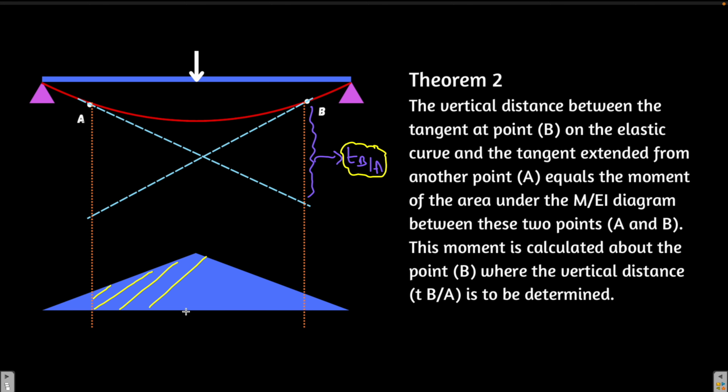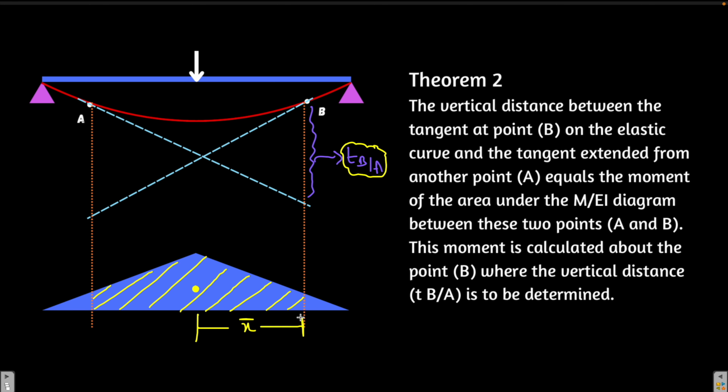So first we find the M by EI diagram and take the first moment of area between these 2 points. That means we have to find the area first and then find the centroid of that area. Let's suppose this point is the centroid of this area, and then we have to find the distance of this centroid from the point B, which is known as x bar. This is the centroidal distance from point B of this area. So simple: if we want to find TBA, step number 1 is to find the area of the M by EI diagram and then multiply that area with the centroidal distance x bar.